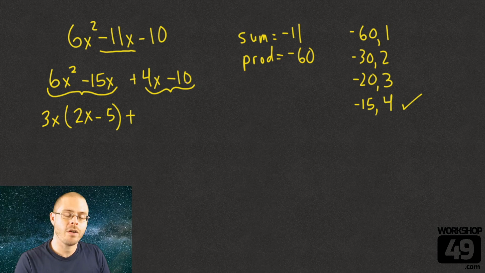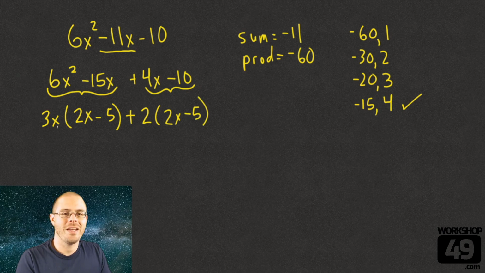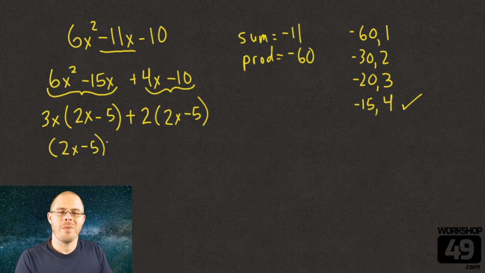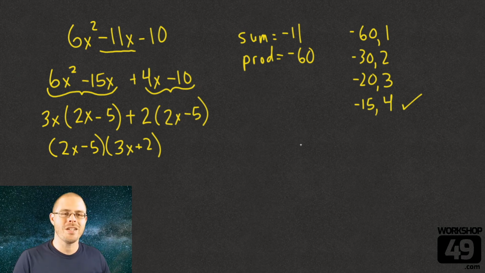In the second half, we have a 4x minus 10. Is there any common term that we can factor out? We can just get a 2. We divide both of them by 2, and 4x divided by 2 is 2x, and negative 10 divided by 2 is negative 5, and once again, we get the same numbers. So we have a 2x minus 5, and then whatever's left over, the 3x plus 2. And once again, we have been able to factor with decomposition.